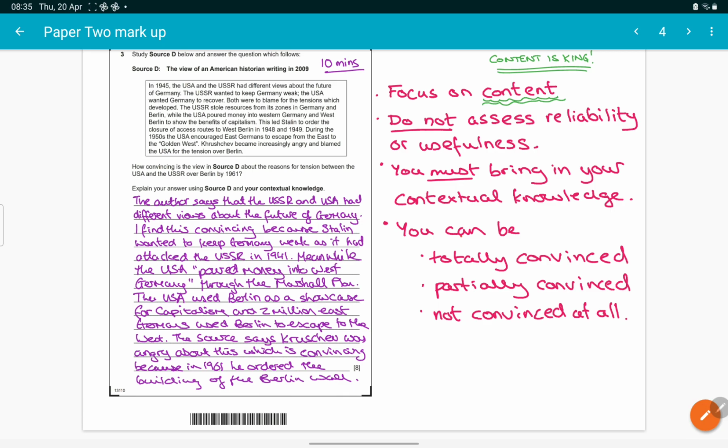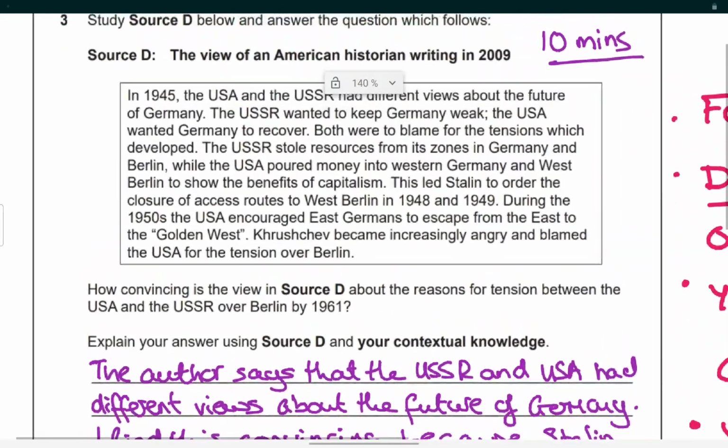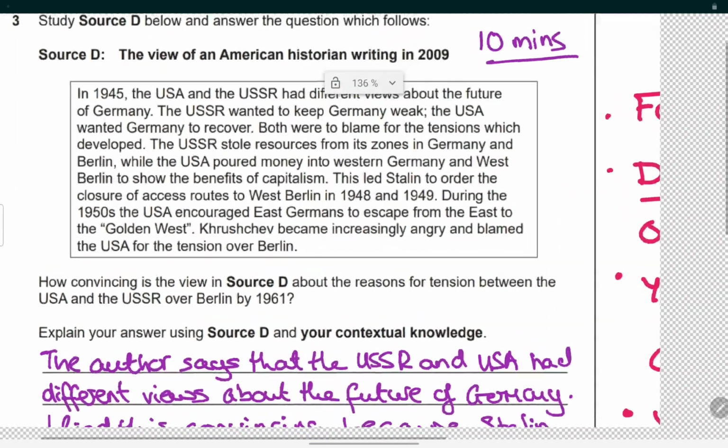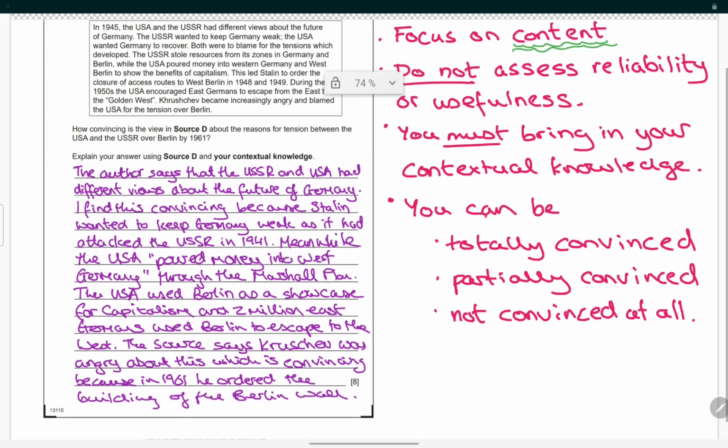Question 4. Question 4 is the one which asks you how convincing is a source. So it's always an historian's view about an event, and the historian will always have a particular viewpoint. And you've got 10 minutes for this. Now, the trap that some people fall into says this source is not convincing because it's from an American and he takes an American point of view. You're not supposed to do that.